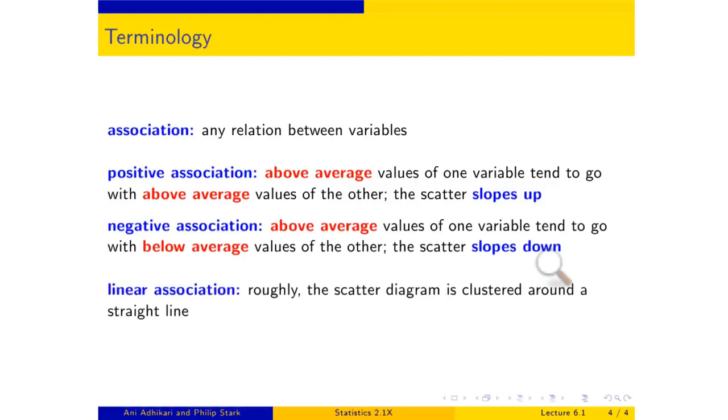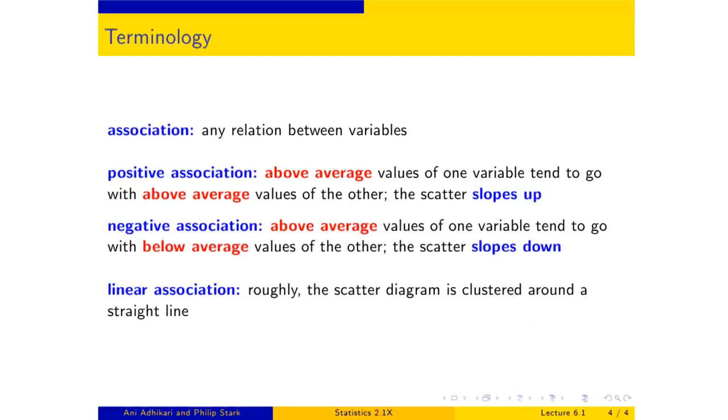A scatter diagram may be linear, there may be linear association, and that means the scatter diagram appears to be roughly clustered about a straight line, not something that has curves. The degree of clustering, how tightly clustered or how loosely, that we'll measure in the next section. But for now, we just have the general sense that if you look at a scatter diagram, you can shut your eyes and imagine a line going through it.